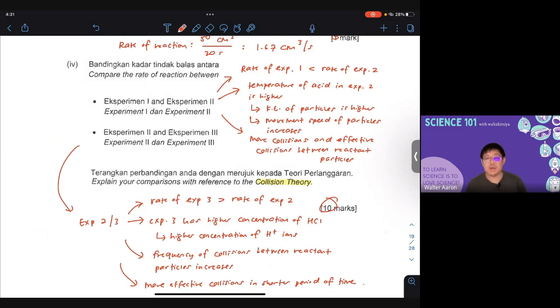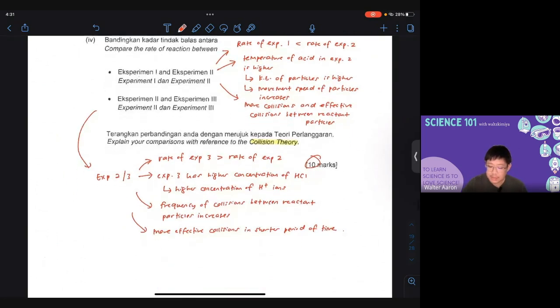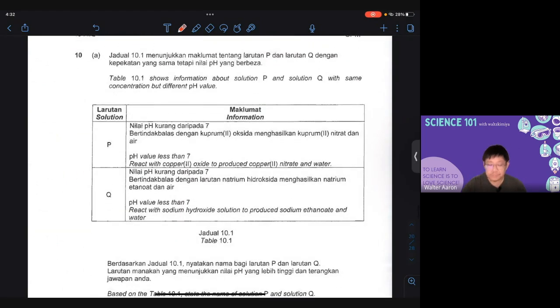Always remember to mention the number of collisions and also the effective collisions in this case, all right? Only catalyst is a bit different. Catalyst you have to explain in terms of activation energy. But for the rest of it, it's mostly all about number of collisions and number of effective collisions. All right, so that's done. Let's move on to the next question.